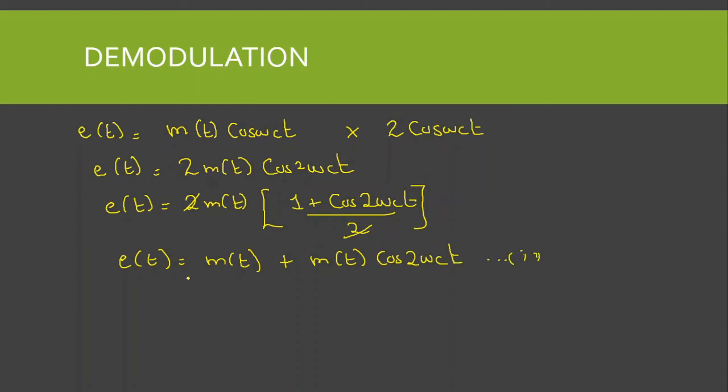Now we are going to convert this into the frequency domain by applying the Fourier transform. By applying the Fourier transform here, we are going to use the frequency shifting property. So this will be E of f is equal to M of f, where f is the frequency domain, plus, applying the frequency shifting property, half into M of f plus 2fc plus M of f minus 2fc.